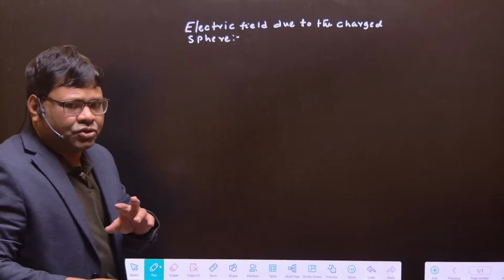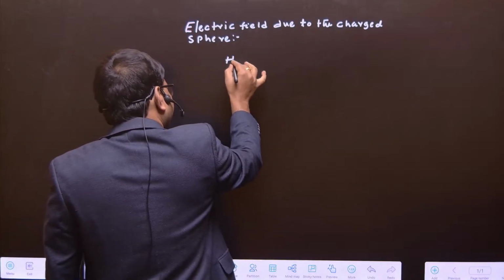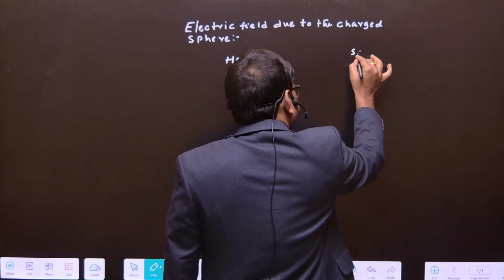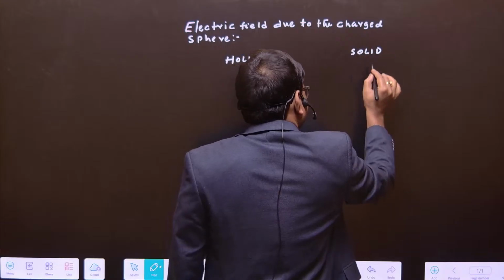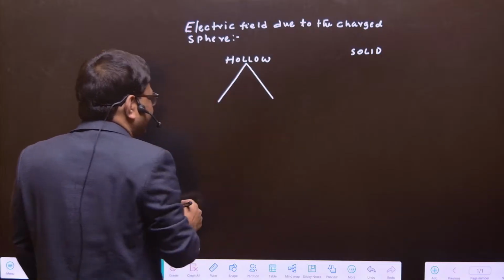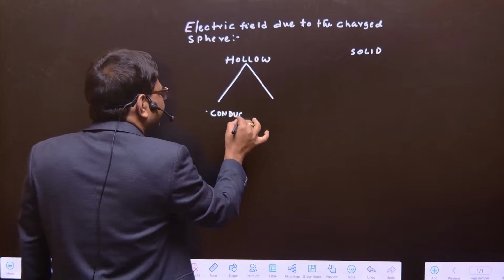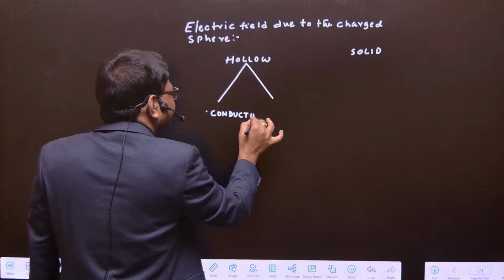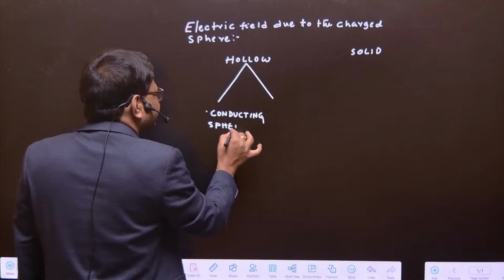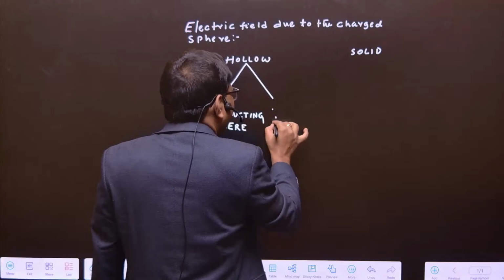But sphere, there are two types of sphere. ठीक है ना? एक तो hollow sphere, and another is solid sphere. This is solid. Hollow sphere, there are two types. Number one, conducting sphere, and number two is non-conducting.